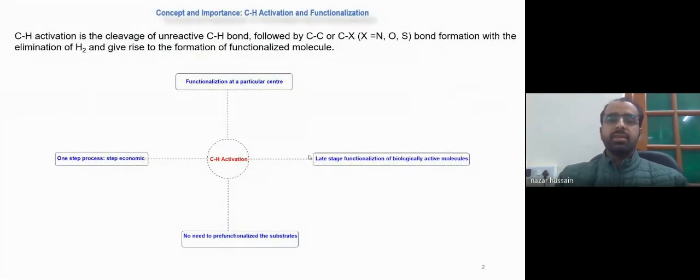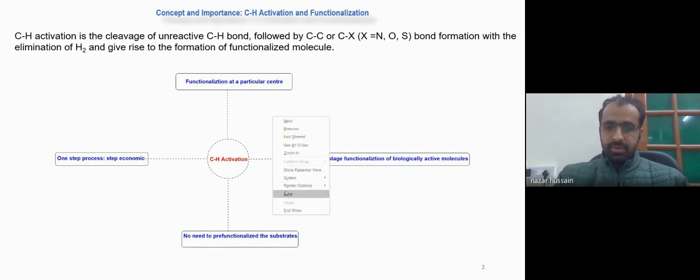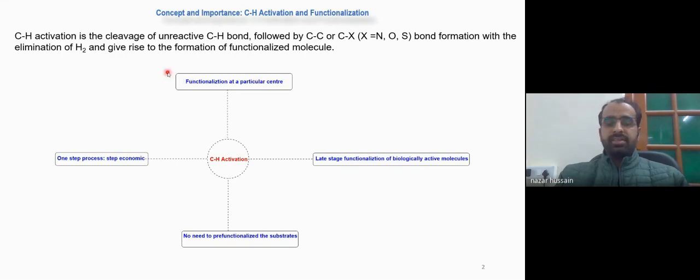Basically, CH activation is the cleavage of unreactive CH bonds followed by C-C or C-X bond formation with the elimination of H2, and that gives rise to the formation of some functionalized molecule.